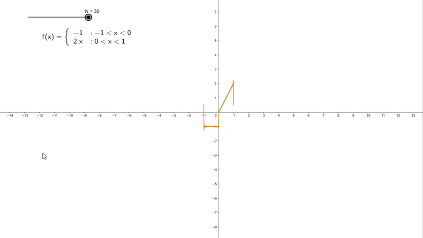So that was the Fourier series for a function with period minus L to L. In the next session, we will actually see how we evaluate A0, AN, and BN and actually arrive at the Fourier series for this function.